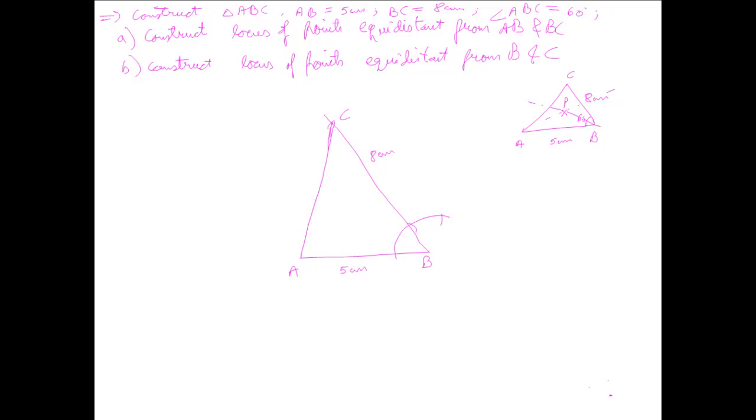Once we have this, children, they ask for the locus of points equidistant from AB and BC. That will be the angle bisector. So from here we'll mark, and from here we'll mark. This angle would come out to be 30 degrees, children, the angle bisector. Then the locus equidistant from B and C: we mark here and here and here and here.